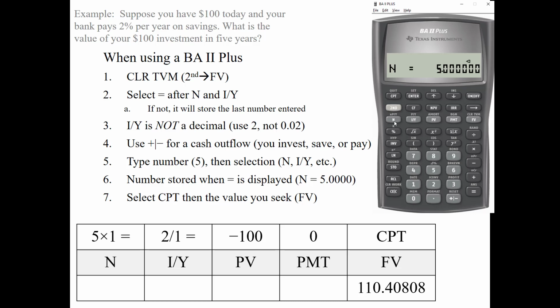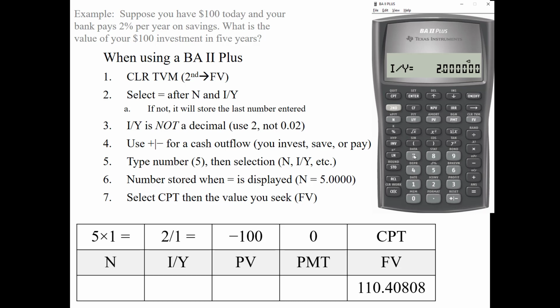And next we can move on to our interest rate or our yield, which is denoted by an IY. On the BA2 Plus, when they designed it, they wanted to save the users the time of having to type in extra decimal points. And so our interest rate in this example is 2%. And so what we can do is simply type in 2 for the value of IY. So here we hit just the 2 and IY. Again, it's stored in as 2 for 2%, not 0.02. We just store it in as 2. And we know that it's stored because it says IY equals.